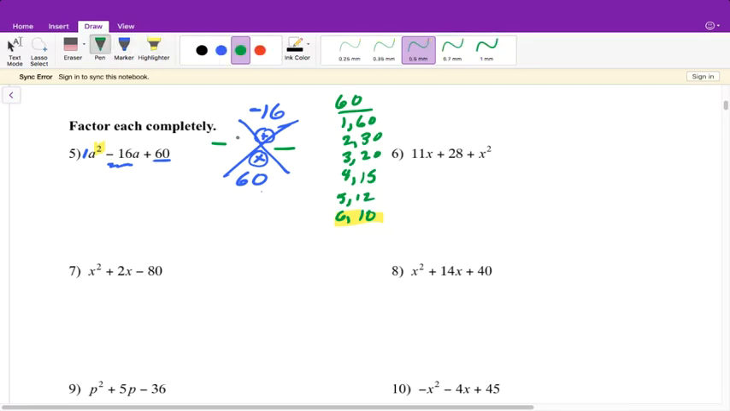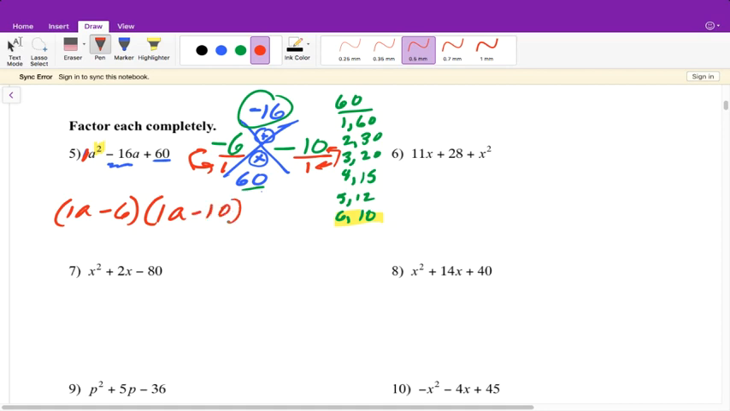So I know my factors are going to be negative 6 and negative 10 because they multiply to give me positive 60 and they add to give me negative 16. And now we divide. Well, we divide by the number in front of our x squared, or a squared in this case, so that will be 1. And this gives us our factored form. We started from the bottom, now we're here. So it's 1a minus 6. Started from the bottom, now the whole class here. 1a minus 10. Right?